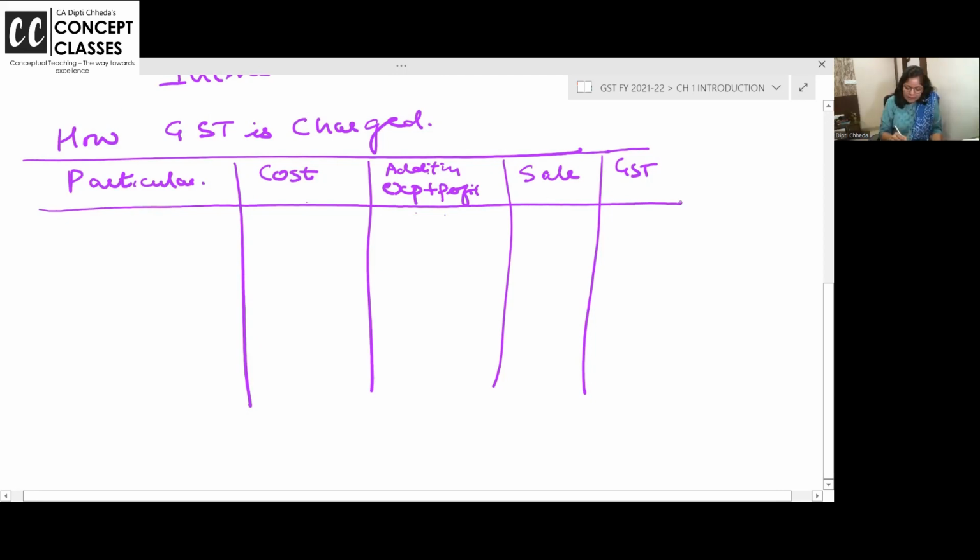Okay. Suppose a manufacturer is selling the product to a distributor. Okay. So what is the cost of the manufacturer? Say 80 rupees.